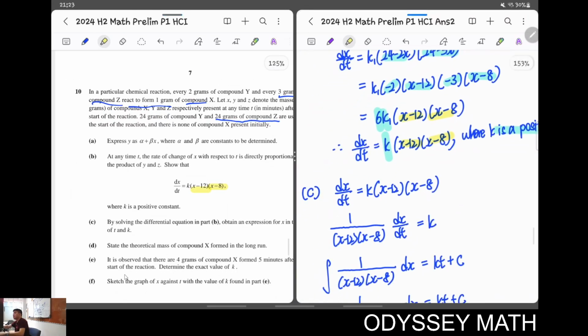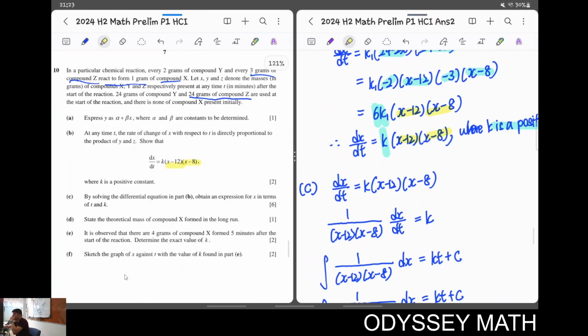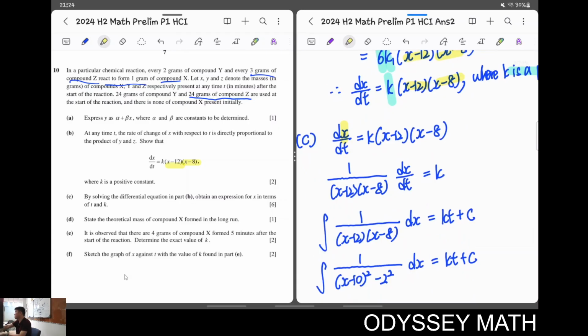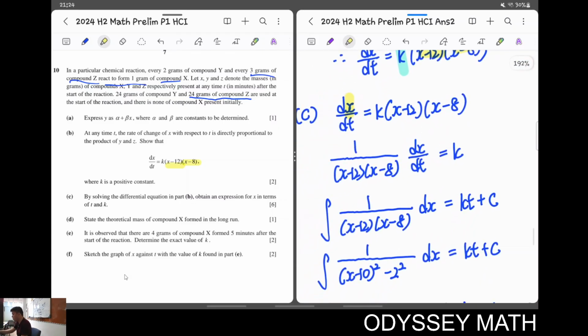Okay, part C. By solving the differential equation in part B, find an expression for X in terms of t and K. So I always tell my JC students, the dx on top suggests that you must put the variable to the left. That is how you remember. Whatever is on top, if it's dx on top, you need to shift all the variables of X to the left. Shift meaning you divide, don't subtract. Once you shift and then you integrate, you get this part over here. You integrate both sides with respect to t.